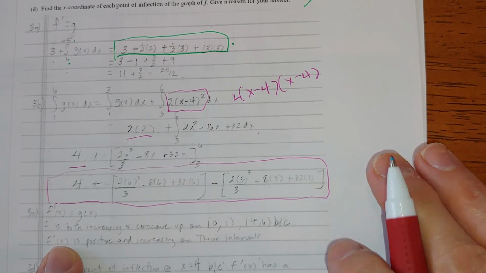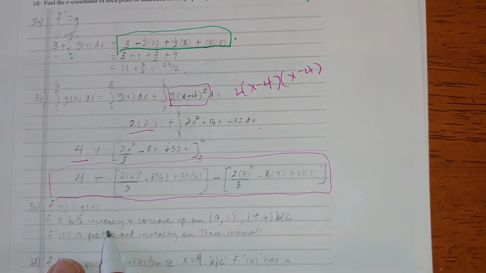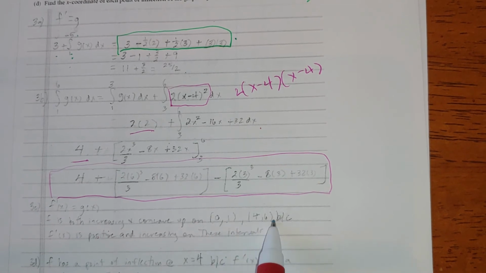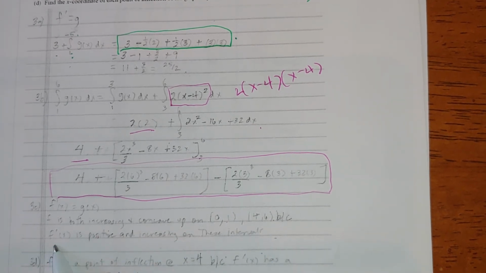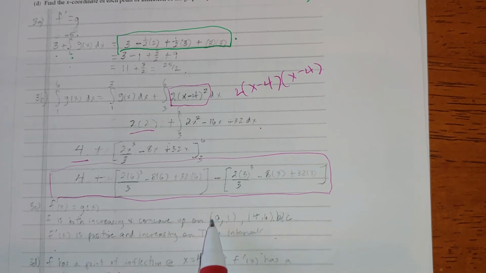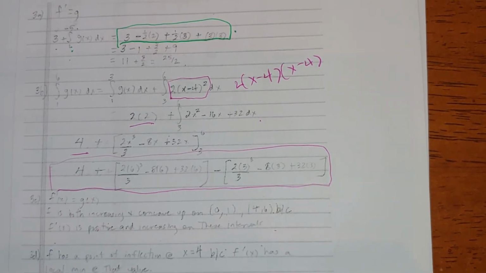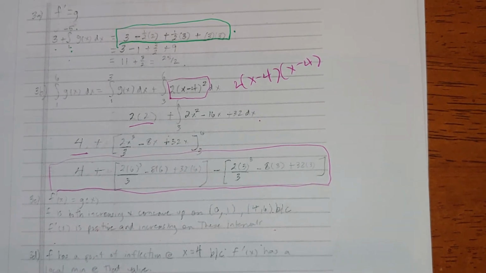So f is both increasing and concave up on 0 to 1 and 4 to 6 because the first derivative, or you could say g, is positive and increasing on these intervals. So you could say f prime or g. You can close on 0 and you can close on 6 if you want to, but we really don't penalize for the opens and closes on these kinds of questions very much.